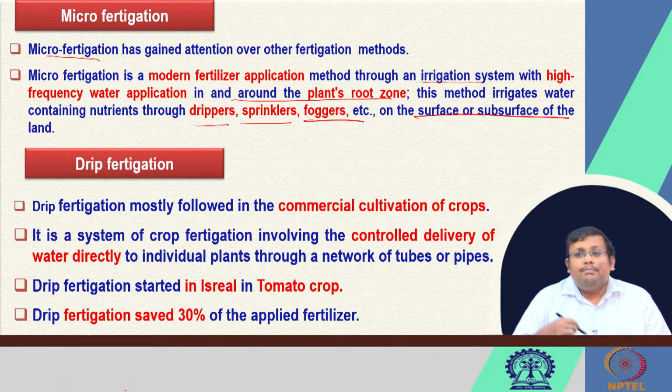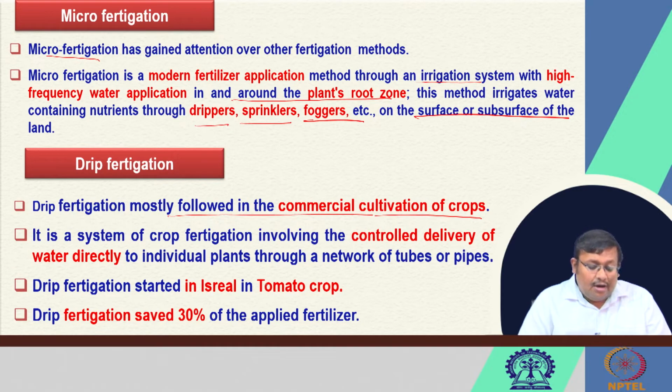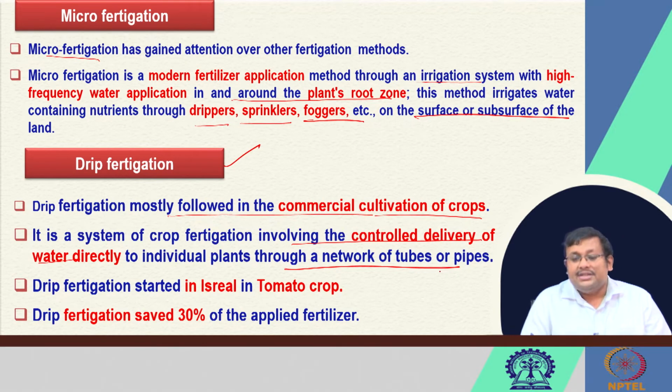The second important thing, the first category of micro fertigation, is drip fertigation, and drip fertigation is mostly followed in the commercial cultivation of crops. So, all the commercially cultivated crops are suitable for drip irrigation. Now, it is a system of crop fertigation involving the controlled delivery of water directly to individual plants through a network of tubes and pipes. So, in drip irrigation, using a network of tubes and pipes, we can apply the fertilizer in a controlled way.